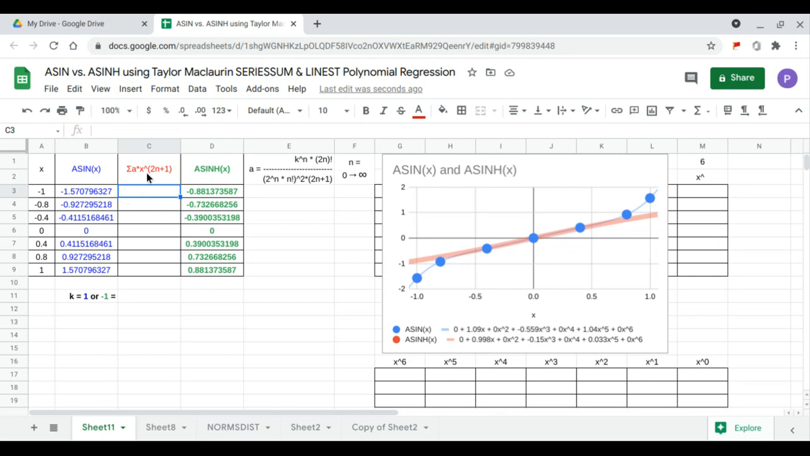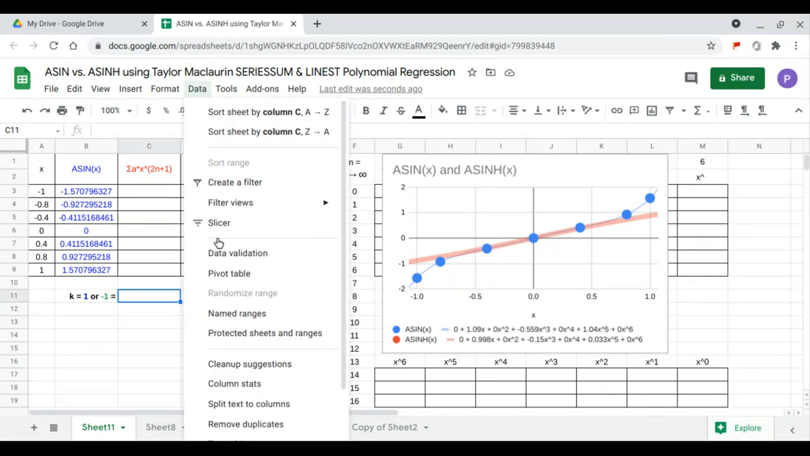So, which is the summation of a times x to the power 2n plus 1, where a, the coefficient, is equal to k to the power n times factorial 2n all over 2 to the power n times n factorial raised to the power 2 times 2n plus 1. And the value of n is from 0 to infinity. In this case, we can go as far as we can to try to reach infinity. 16 is good enough. And the value of k will be negative 1 or 1.